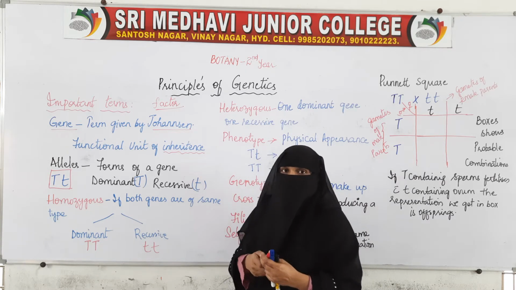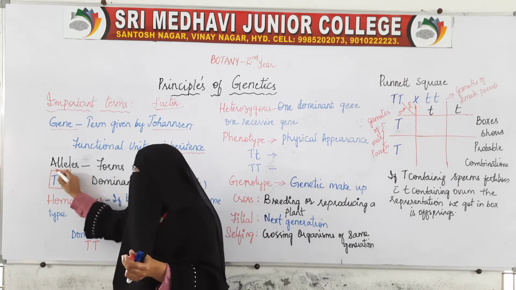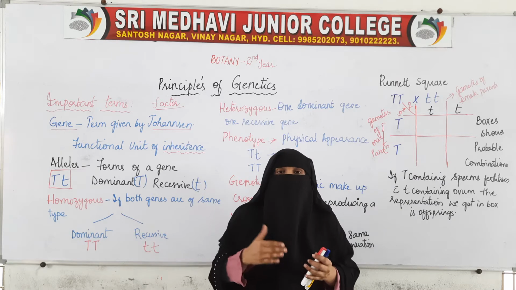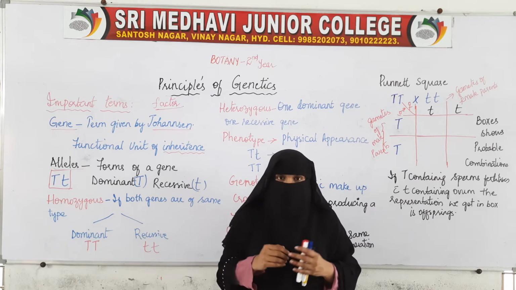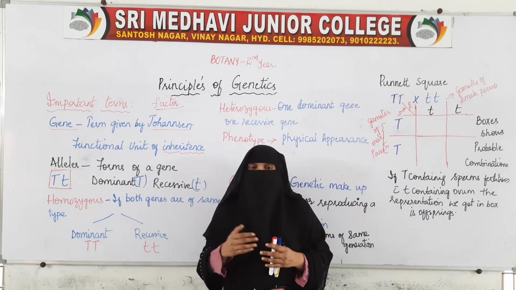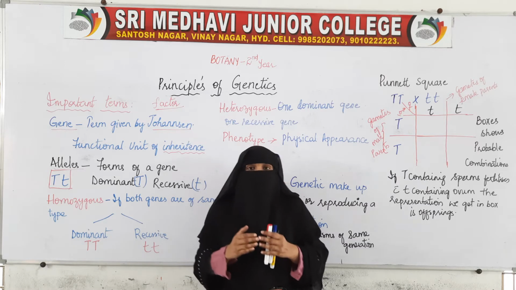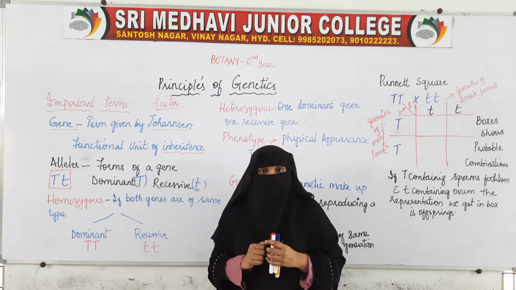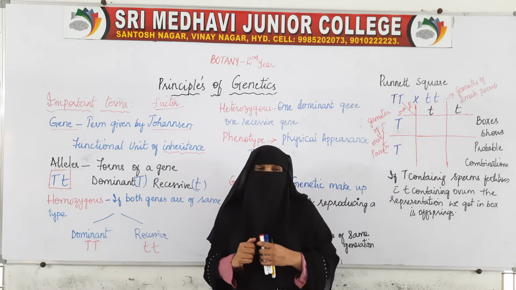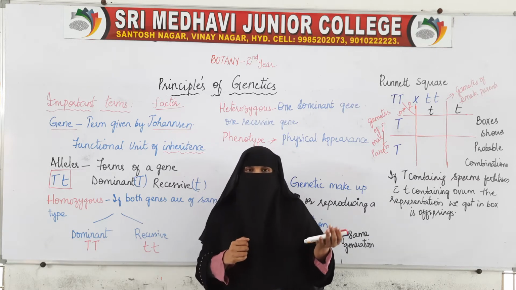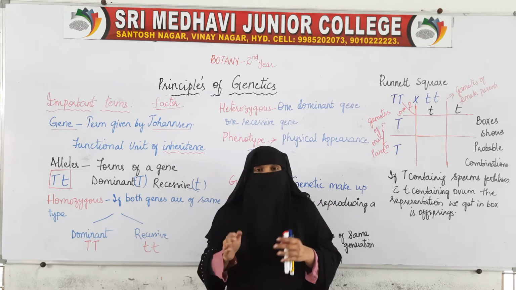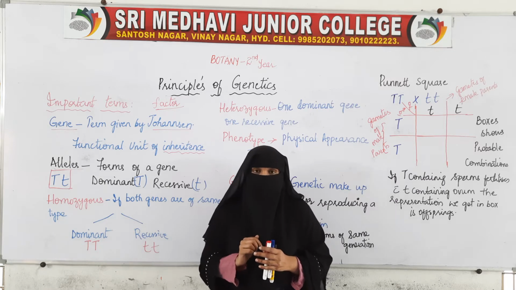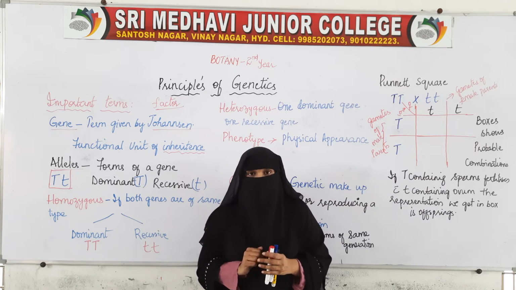The next important term which we will use in this lesson is allele. Allele is nothing but a form of gene. Gene is the functional unit of inheritance, and this unit is mostly present in 2 forms. There are a few cases in which multiple alleles are found, but usually a gene is found in 2 forms.